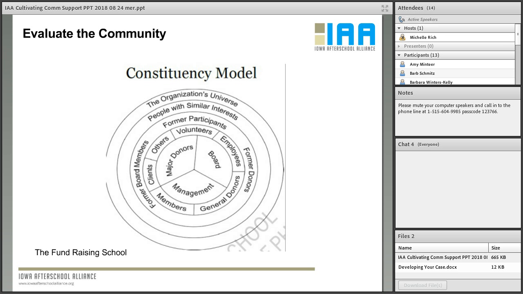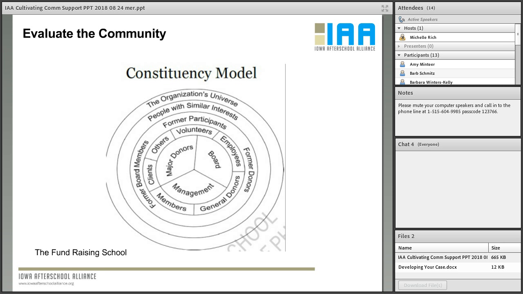So you can see here that in their innermost circle, they've identified the board or your advisory committee, major donors. So 21st Century clearly is a major donor in this case. You might have other funding partners that you consider major donors, and that's all relative. And then management, meaning staff.